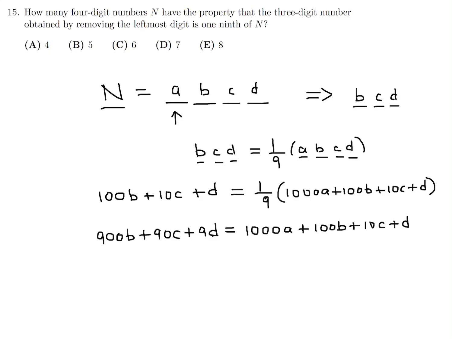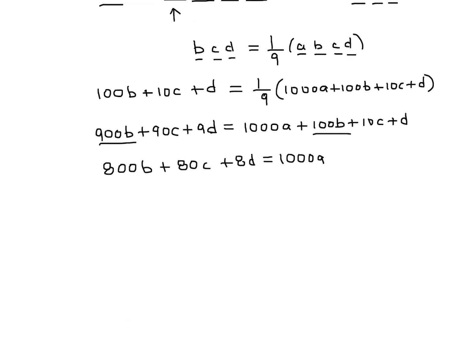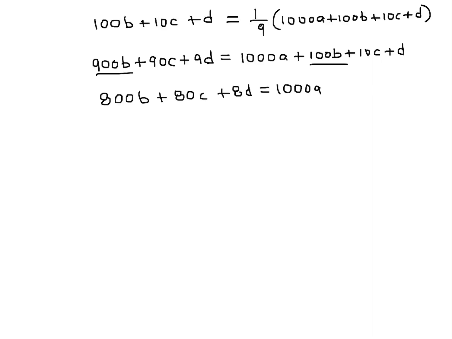And I think we can get rid of some of these. This one will subtract from that to give 800B. Similarly, we'll get 80C, and 8D is equal to 1000A. All right? And then finally, we can factor out an 8, and that becomes 100B plus 10C plus D, and then we can put the 8 on the other side, like that. And there we go. This is about as far as we can get. We have so many variables here.